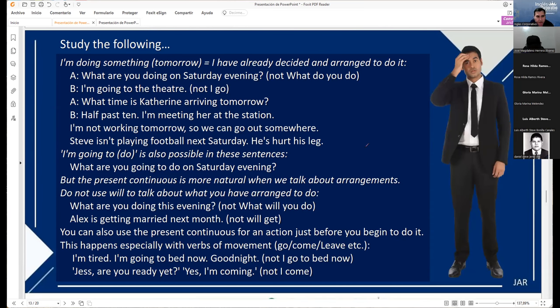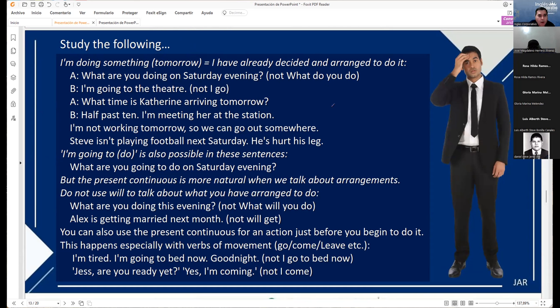Study the following. We're going to go over it quickly, just for the reading. Present progressive: I'm doing something tomorrow. What's the meaning? I have already decided and arranged to do it. Ya he decidido hacerlo y tengo un acuerdo para hacerlo.